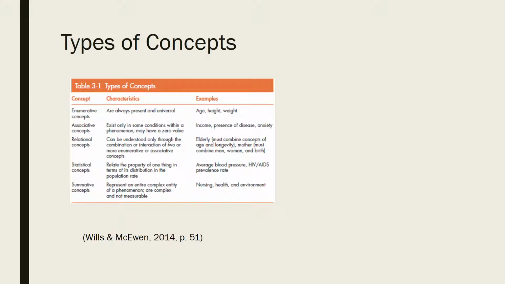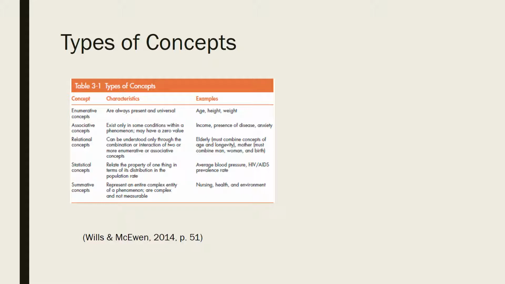So types of concepts. We've got enumerative concepts that are always present and universal: age, height, weight. Associative concepts exist only in some conditions within a phenomenon, so they may have a zero value: income, presence of disease, anxiety. Relational concepts basically have to have a combination of interaction of two or more enumerative or associative concepts. So elderly, combining age and longevity. Mother must combine man, woman, and birth to make this a concept.